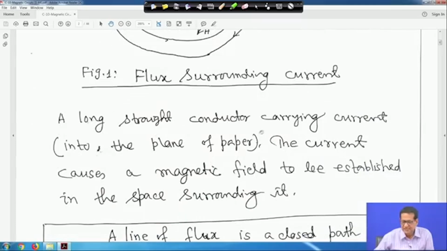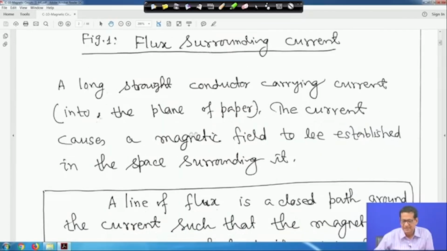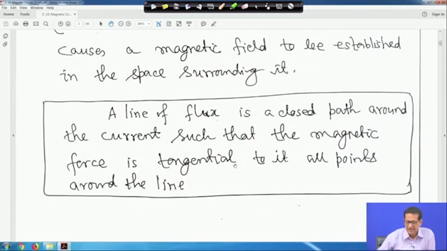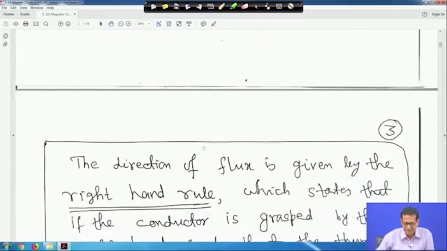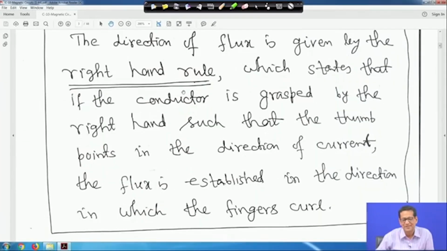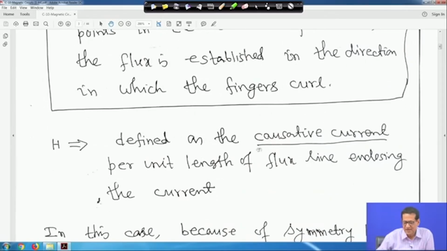A long straight conductor carries current into the plane. The current causes a magnetic field to be established in the space surrounding it. A line of flux is a closed path around the current such that the magnetic force is tangential to it at all points around the line. This is H, the magnetic intensity or magnetizing force. The direction of flux follows the right hand rule, which I just explained.